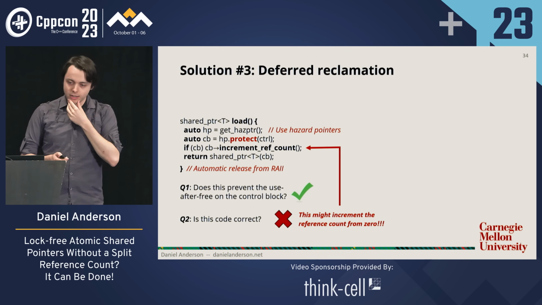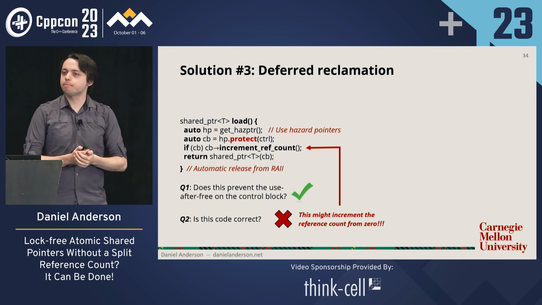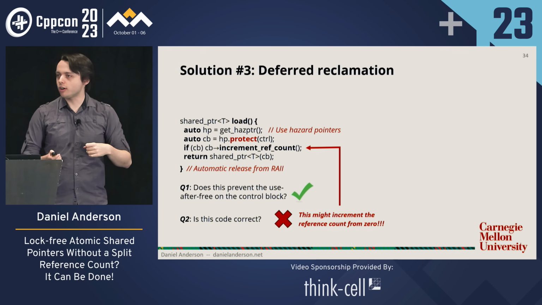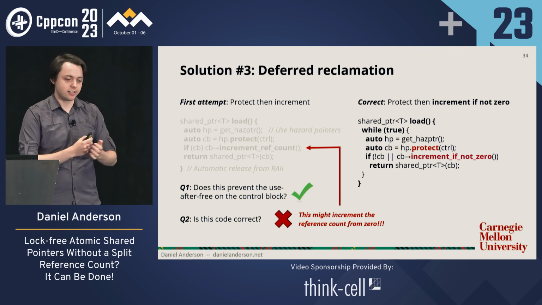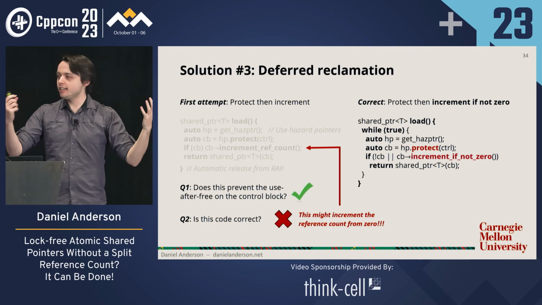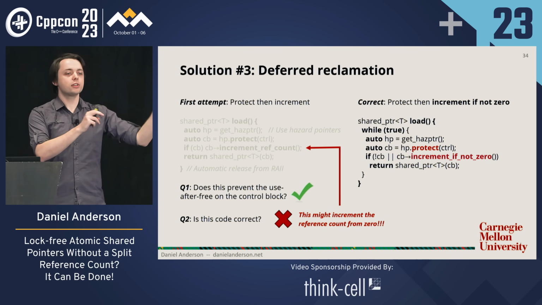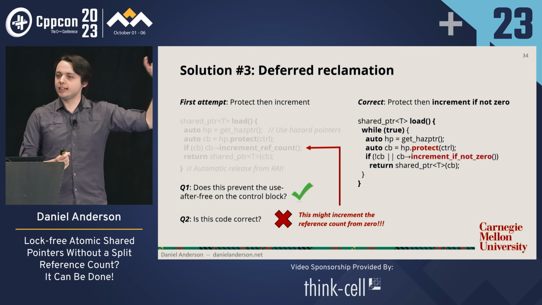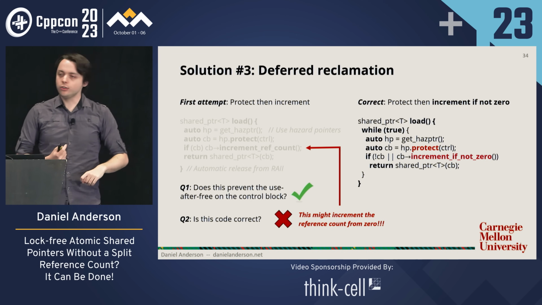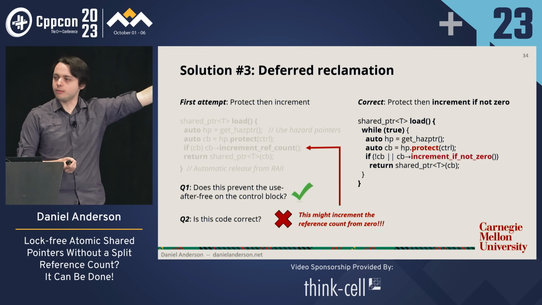So how can we improve this and make it better? Well, we can instead try the following. Here's a proposed fix instead. Instead of just protecting and then incrementing, we are going to protect and then increment if not 0. We're going to add this other funny operation. We're going to have to do this in a loop because it might fail.